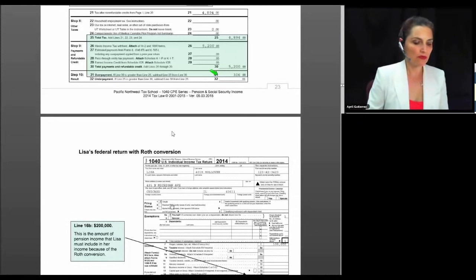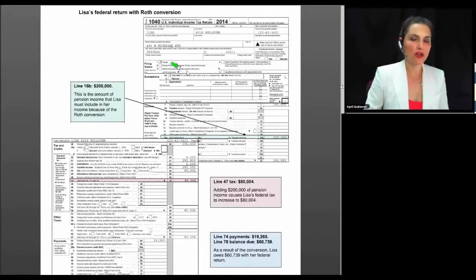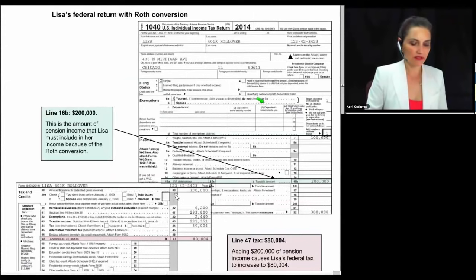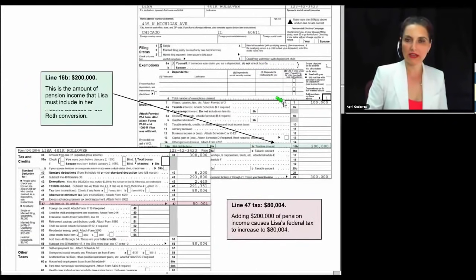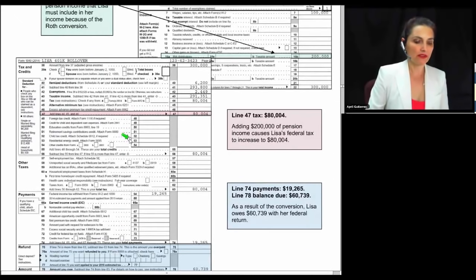Now we move over to her federal return with the Roth conversion. And on that return, we're adding in this extra $200,000 of income. So we have the same $100,000 of wage. We add in this $200,000 of Roth conversion, and it bumps her income up to $300,000. Well, when we move over to page 2 of her form, now her taxable income has reached $291,000, and the tax bill has increased to $80,000 for the year.